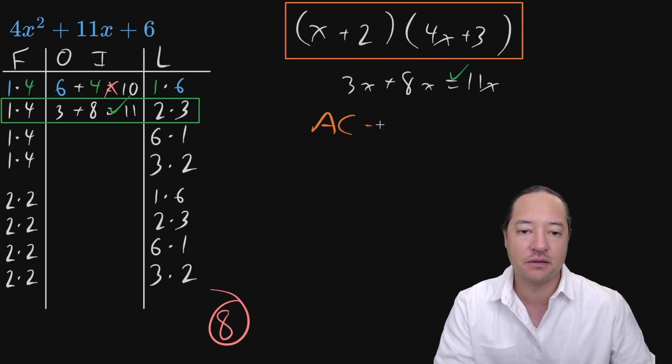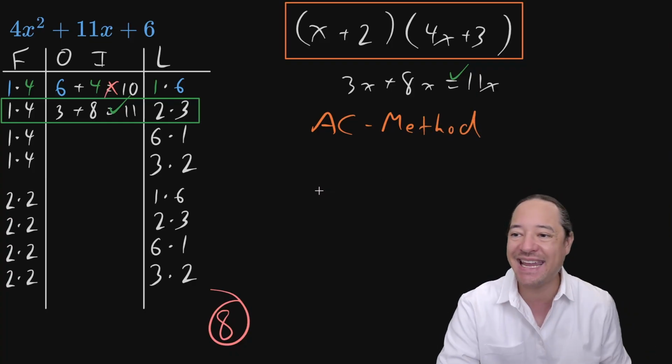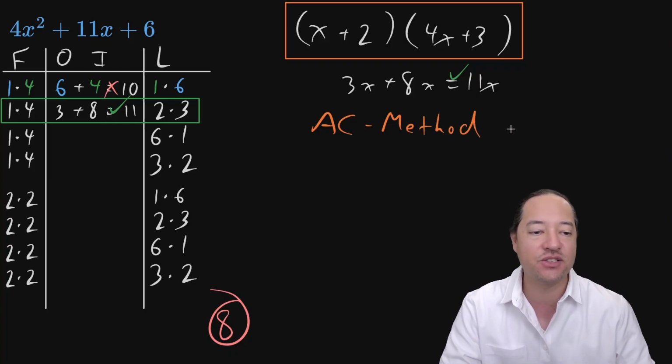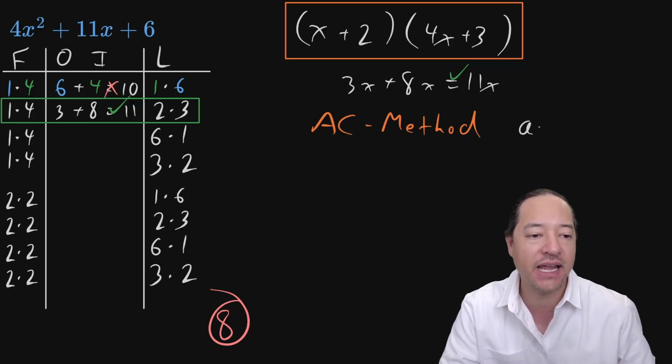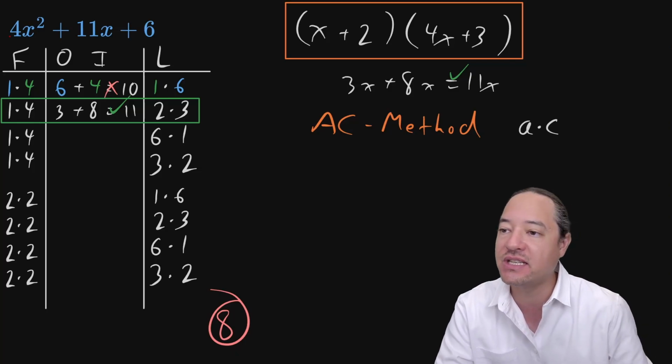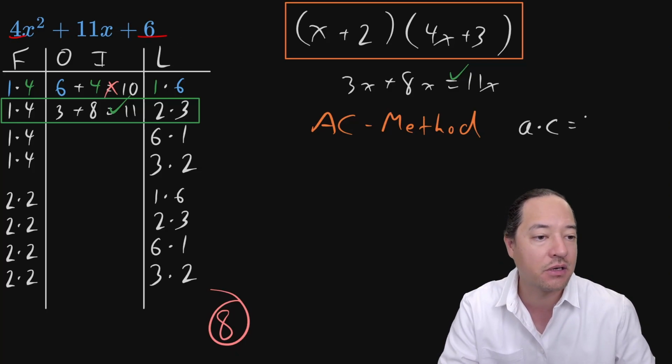the AC method, okay? And what is the AC method? The AC method is where you're going to take the values for A and multiply it by the value for C. In this case, it's 4 times 6. And that gives us 24.